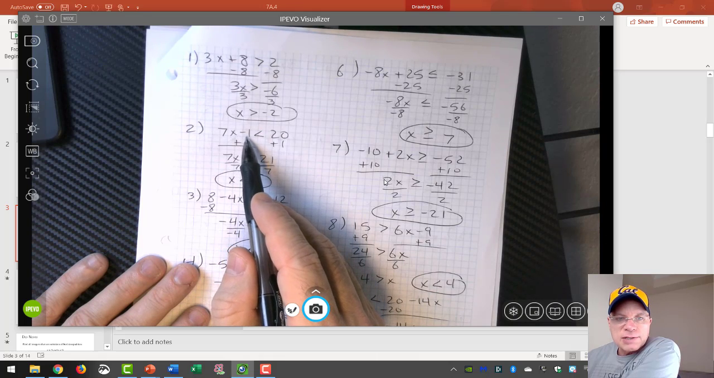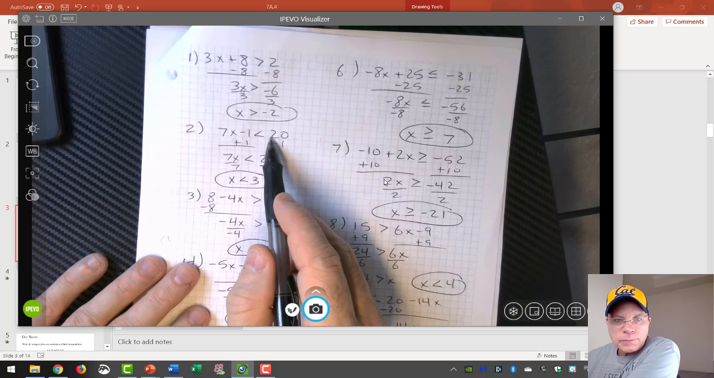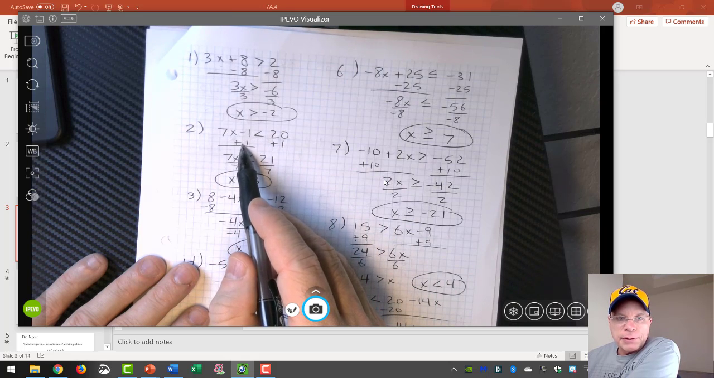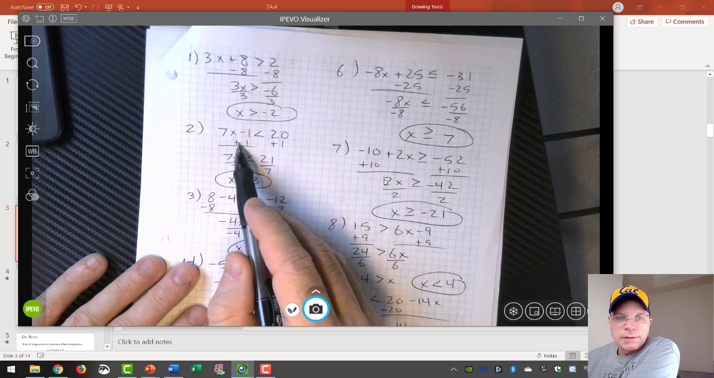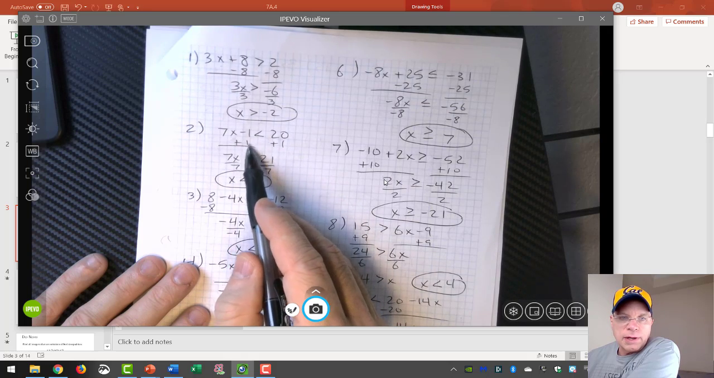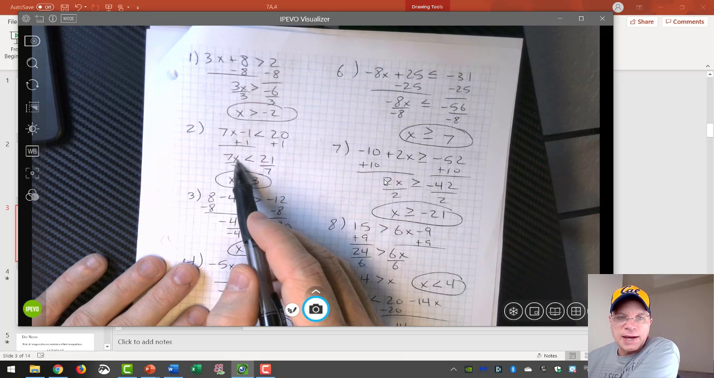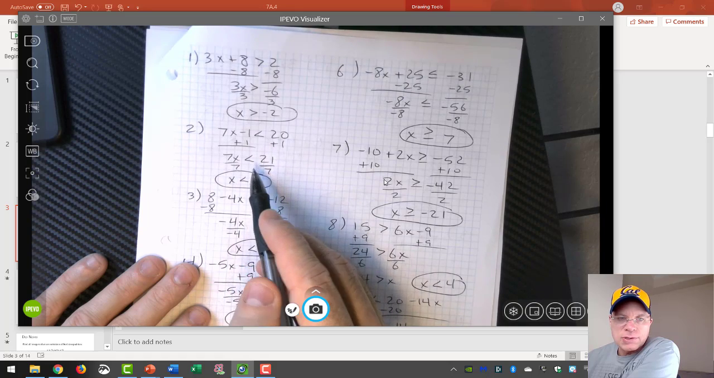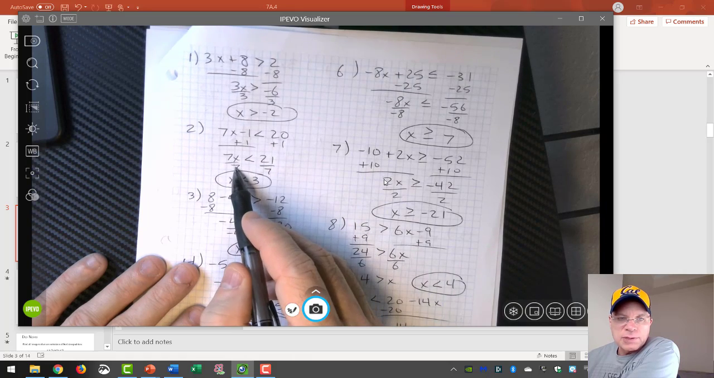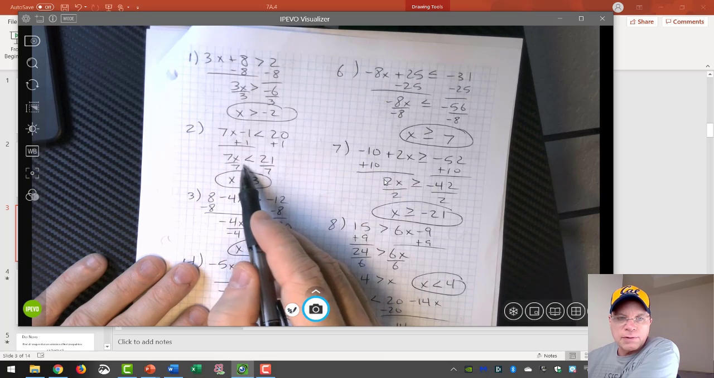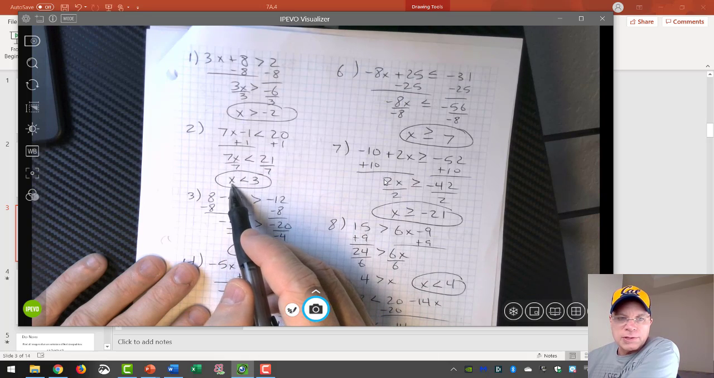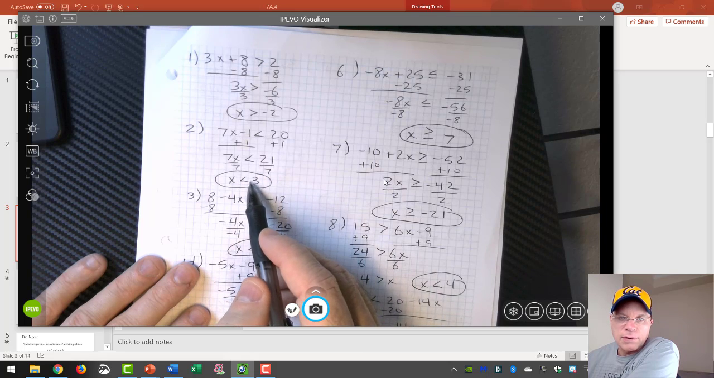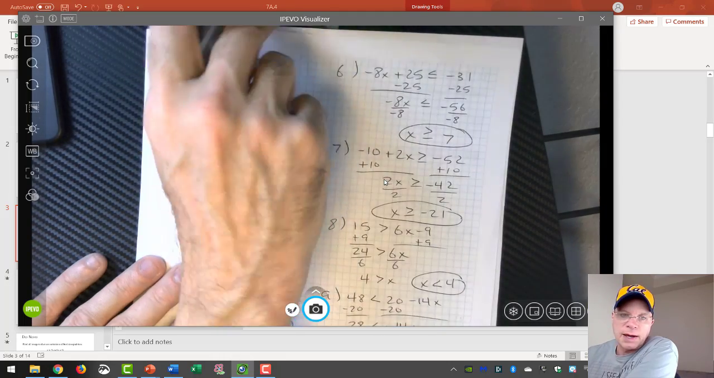On number 2, 7x minus 1 is less than 20. So you get rid of that constant term on the side of the inequality with the variable by adding 1. Negative 1 and 1 is 0, and the constant term goes to 0. We're left with 7x is less than 21. We didn't multiply or divide by a negative, so I do not reverse the inequality. Then I divide both sides by 7. Multiplicative inverse property of equality. I get 1x, which is x, is less than positive 3. Again, we did not need to reverse the inequality symbol because we did not multiply or divide by a negative.